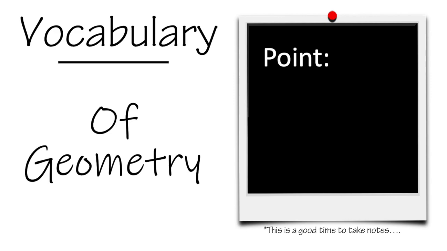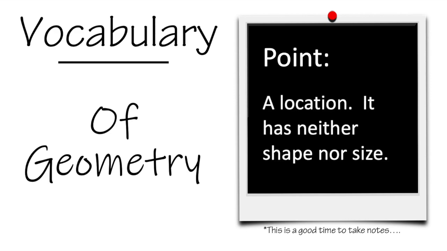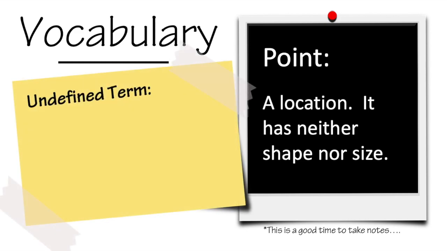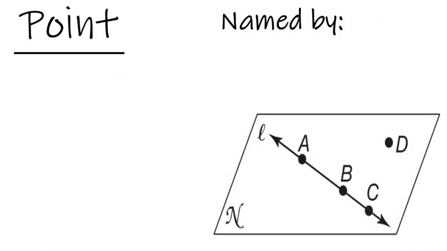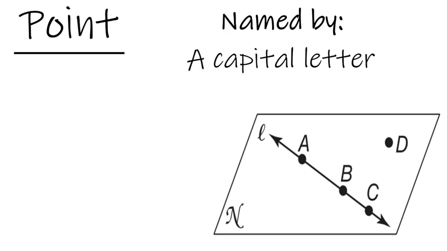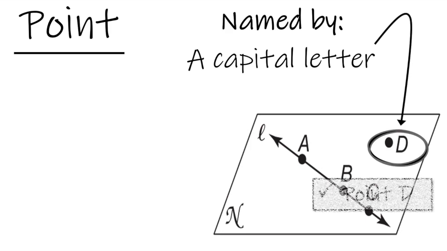So this is when you get your notes out, and the first vocabulary word is point. Point is a location. It has neither shape nor size. Now, this is the first of what we'd call an undefined term, meaning that we don't really have words that we can use. We just have to use examples and descriptions. So, point. A point is named by a capital letter. For example, here is point D, right?